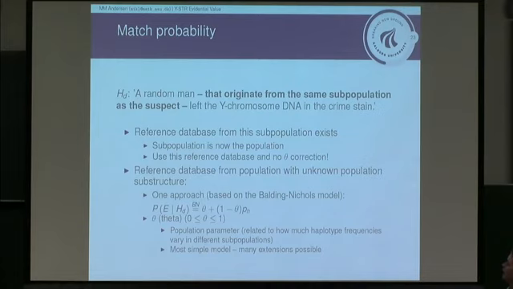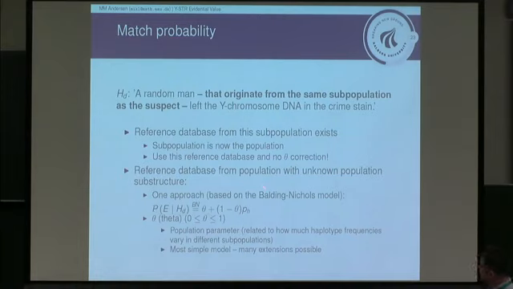So if the defense hypothesis is that a random man originating from the same subpopulation as the suspect, you can sort of think of it as two different cases. Either you have a reference database from this particular subpopulation, and then you of course use that without any theta correction. But the theta correction was introduced because we think that we have a reference database from the population itself, and we state that these are probably from some of these subpopulations, but we do not know which, and we don't have information about this particular subpopulation. So we want to correct for that fact.